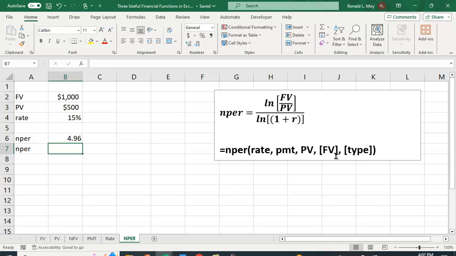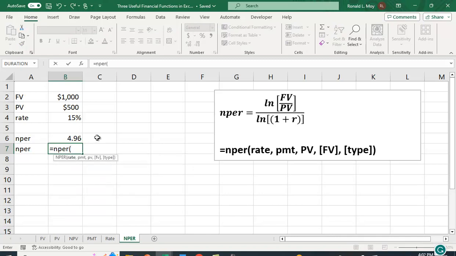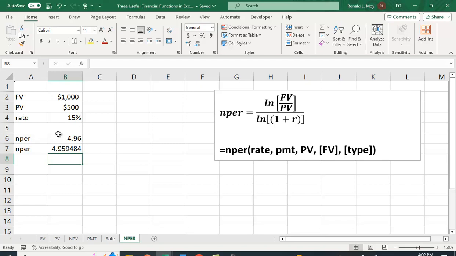And again, PV and FV have to be different signs. So I'm going to say equals NPER, rate is 15%. Okay, there's no payment here. PV is going to be negative 500. FV is going to be 1,000. We don't have an annuity, so we don't have to worry about the type. And let me see. Again, I get the same answer, and I'll just reduce the number of decimal places. So, again, much easier to do in Excel.